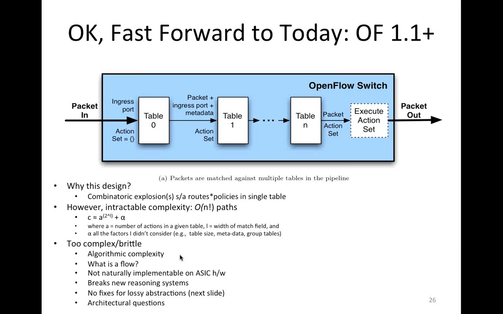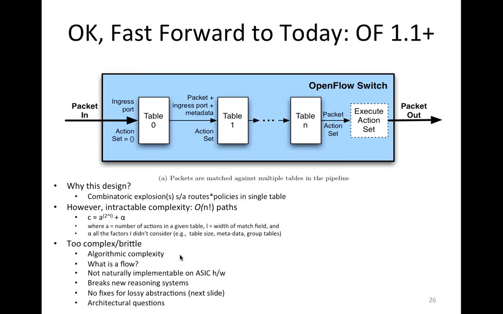And I just showed you the algorithmic complexity, but what is a flow in this? You don't know what a flow is, right? Because in the other table, it was pretty easy to know what a flow is. It was the thing that matched on the TCAM. But now here, you're matching across several tables with several different kinds of actions. You don't know. So it's not naturally implementable on ASIC hardware.